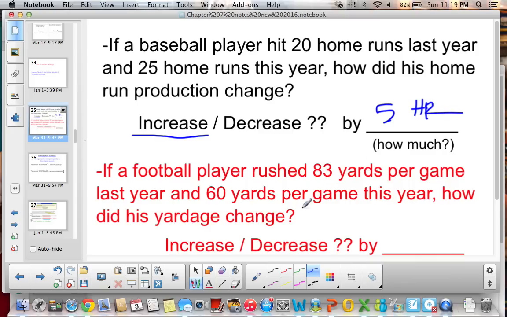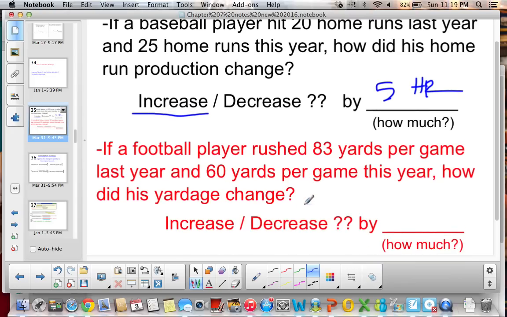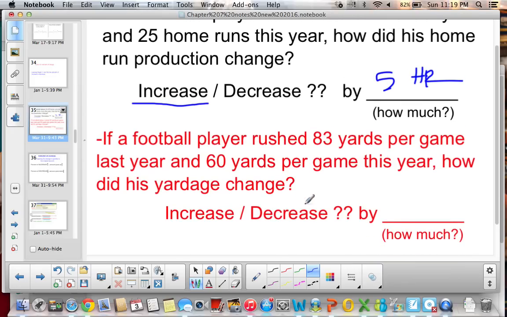If a football player rushed 83 yards per game last year and 60 yards per game this year, how did his yardage change? Well, he went from 83 to 60, so he decreased, and he decreased by 23 yards.